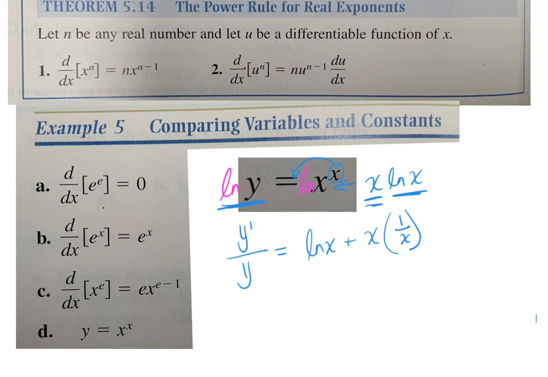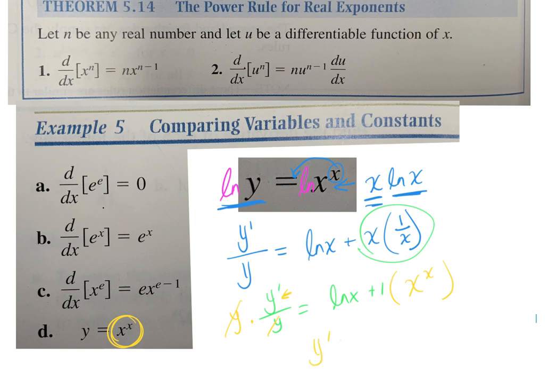So then I have y prime over y equals, this is just 1. So we have the natural log of x plus 1. Well, I need to multiply both sides by y, right? Because I'm really solving for this y prime. So we're going to multiply this side by y. On this side, when I multiply by y, remember I want to multiply by what my original y was. y was x to the x power.